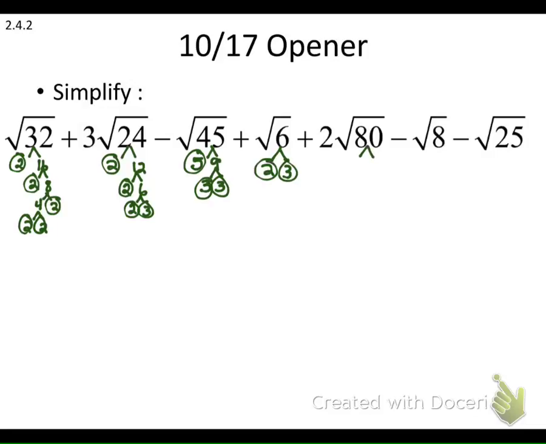And then for 80 it's 8 and 10. And then for 8 is 2 and 4. And then for 4 is 2 and 2. And then for 10 is 2 and 5. And for 8 is just 2 and 4. And then for 4, 2 and 2. And for 25 is 5 and 5. Okay.